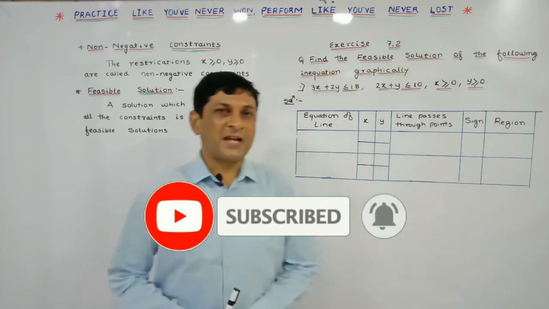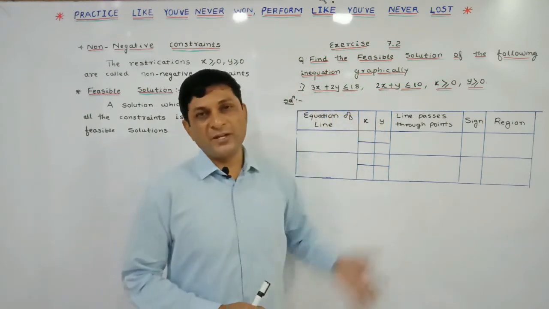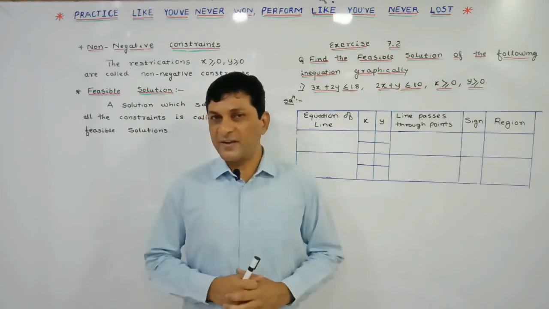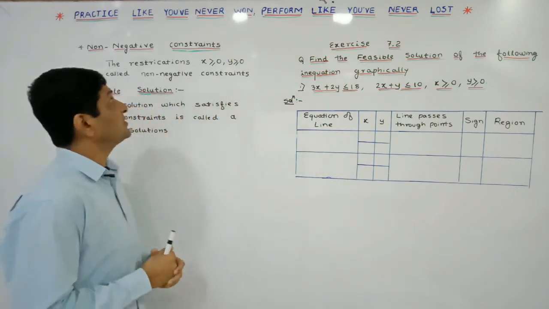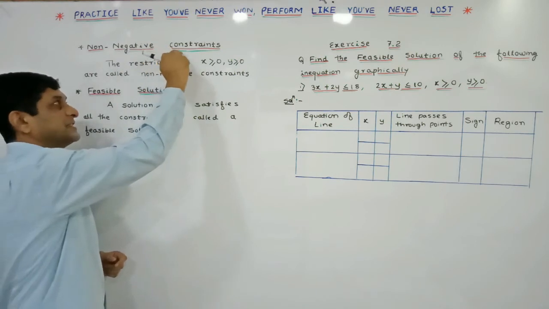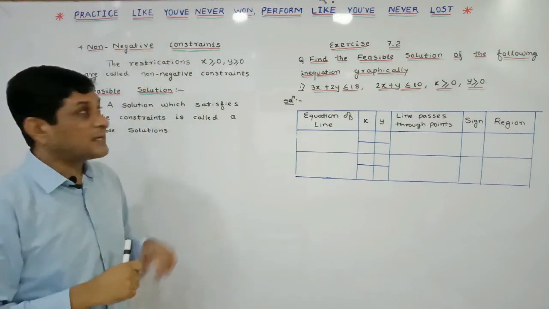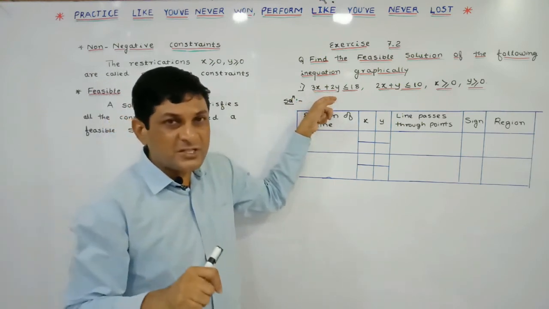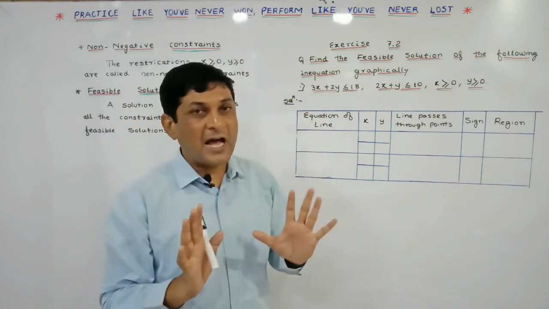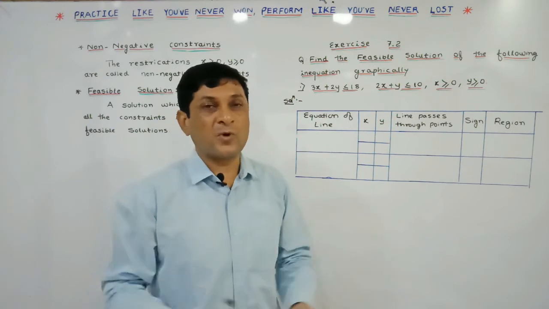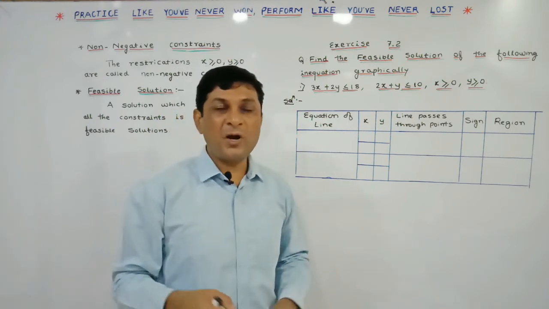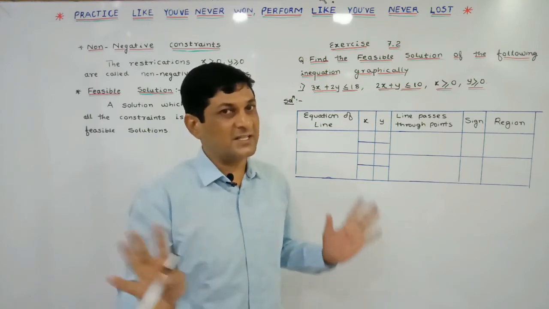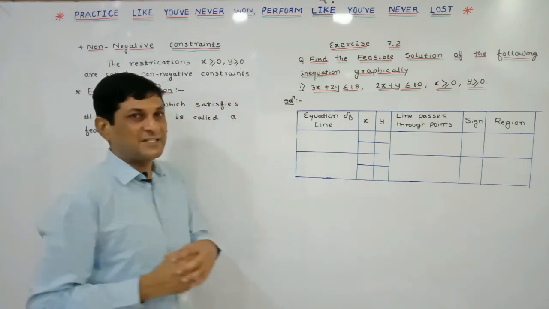So today we are starting exercise 7.2. Before that, let us try to understand the meaning of two important definitions. The first definition is non-negative constraint. First, try to understand the meaning of constraint. These linear inequations or linear equations are called constraints. In a linear programming problem, constraint means linear equations or linear inequations. Hope the idea about constraint is clear to you.